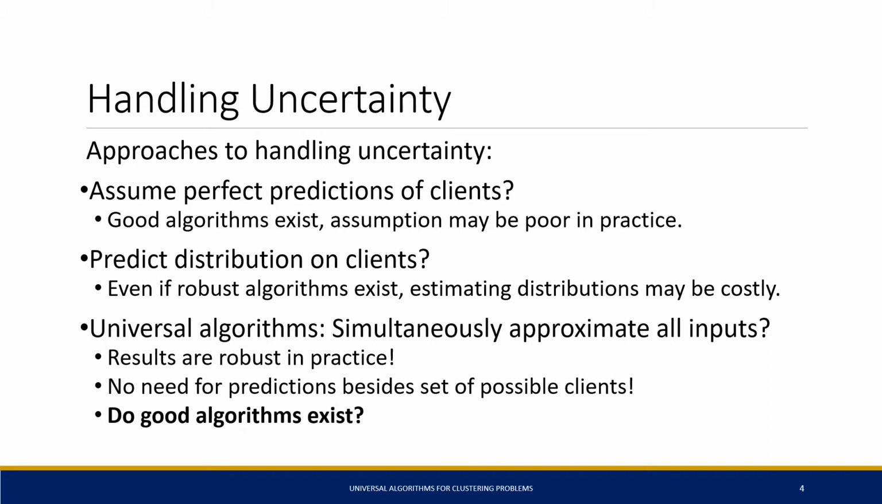A more robust notion, and one that was popular around a decade ago in the theory community, is the idea of universal algorithms. With universal algorithms, we basically try to find a solution that simultaneously approximates the optimal solution for every possible set of inputs. The upside here is that these results are very robust in practice because the guarantee is designed to be a robust one. It doesn't require you to do a lot of user research, for example, to figure out what your input is. You just have to come up with a possible set of inputs that you would like to be robust to. But then, unlike the previous two, the theoretical situation is a bit harder, and we don't really know whether good algorithms exist for these kinds of problems.